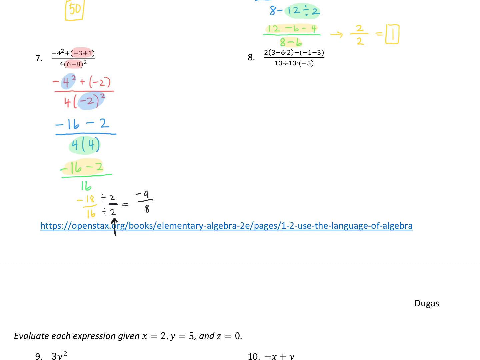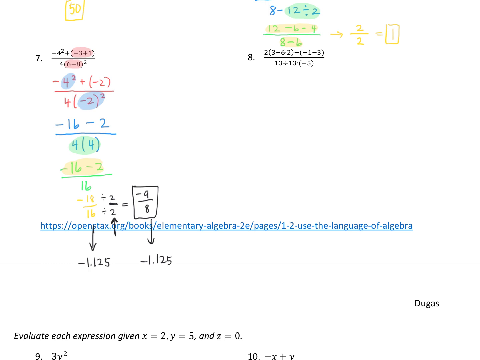If you put these in your calculator and you did negative 18 divided by 16, you would get negative 1.125. Okay, so if I put it in the calculator, I would get negative 1.125. If I put this one in the calculator and I said negative 9 divided by 8, I would get negative 1.125. So notice that these are the same. It's just one is reduced. So you always want to make sure you reduce your fractions. So negative 9/8 would be what we would get for that one.